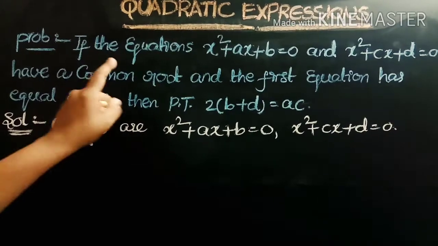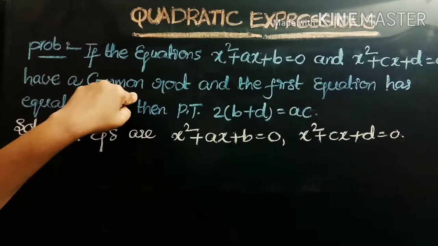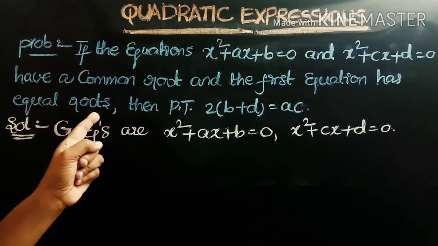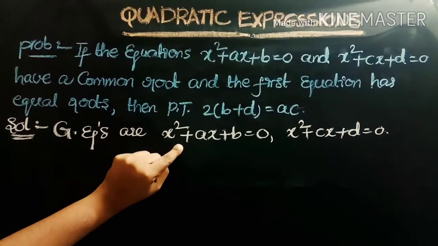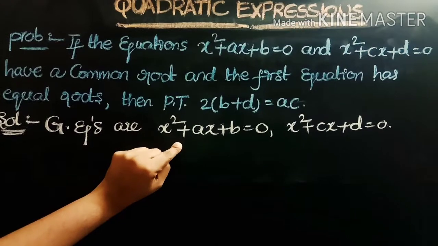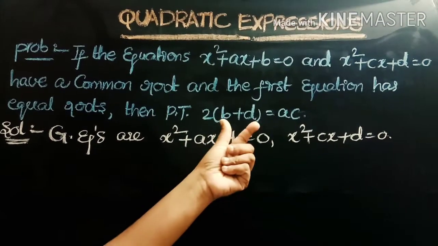So given that the two equations have a common root, here also we take alpha as the common root of both of the equations. Also given that the first equation has equal roots, that means alpha comma alpha are the roots of this equation. Then prove that 2 into b plus d is equal to ac. How to show that 2 into b plus d is equal to ac?